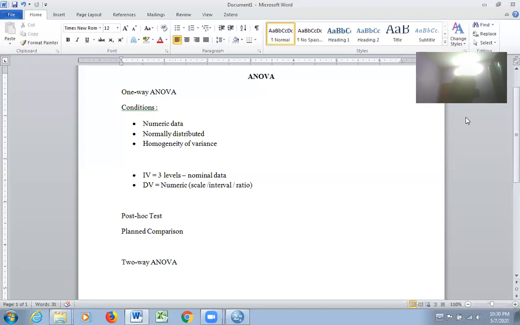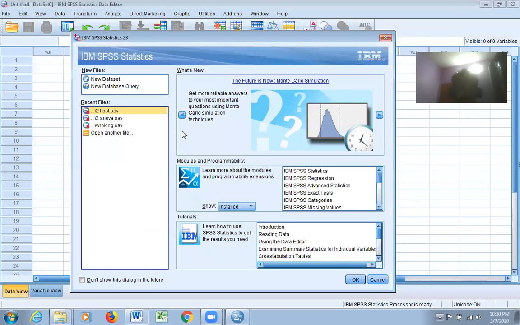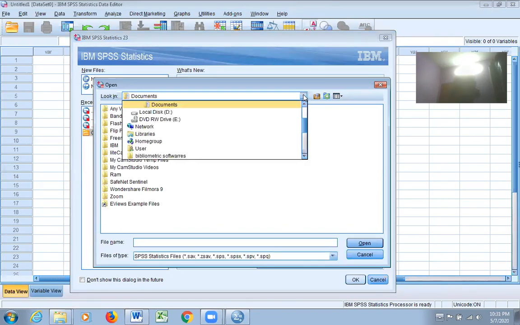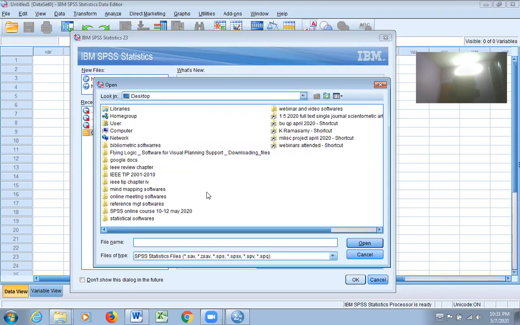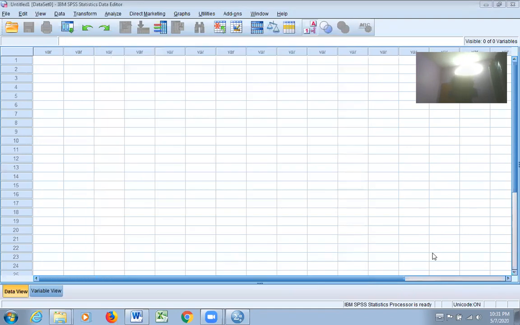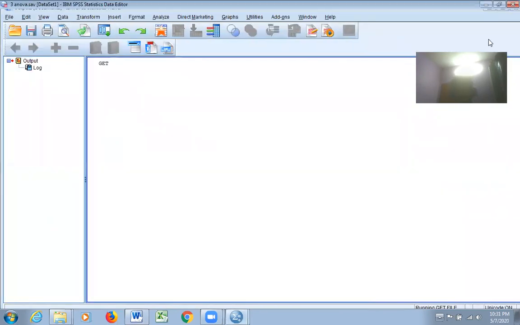So let's go to our SPSS home screen. This is the screen. Let me click on open another file. I click OK. It asks for the file. So I select desktop, then SPSS online course, final data set. Then I select ANOVA. Then open. The file is open now.